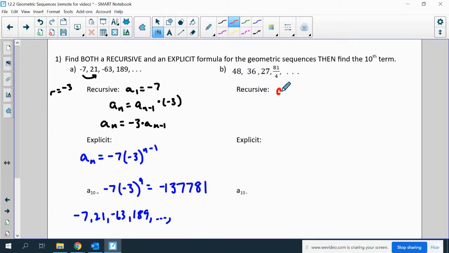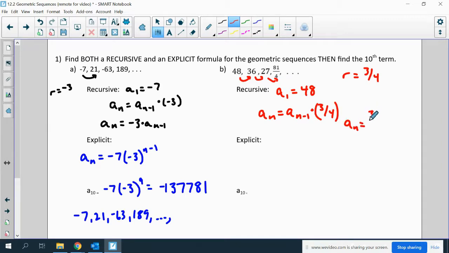This one would recursively be defined as a sub 1 equals 48, and then a sub n is equal to the previous term times whatever my common ratio is. And it looks like my common ratio is 3/4, because if I multiply all of these things by 3/4, I end up getting the next one. So this would be a sub n equals 3/4 times the previous term.